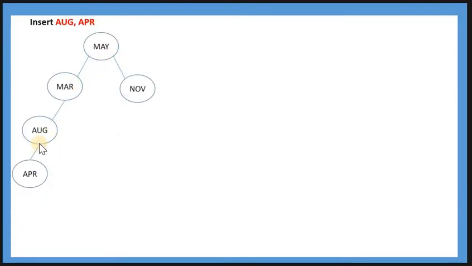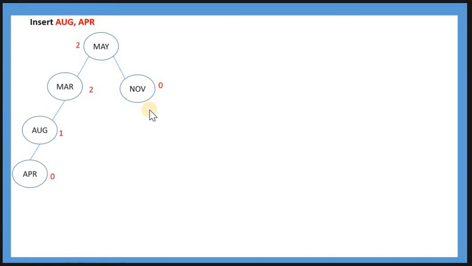May, March, August and April. And then November. Check the balance factor. 0, 1. For this it is 2 minus 1. So it is 2 minus 0, it is 2. Then for May it is 2 and November it is 0.